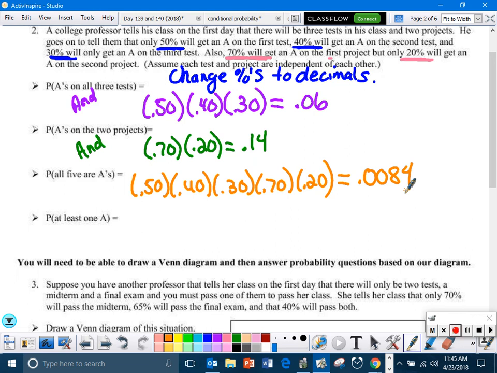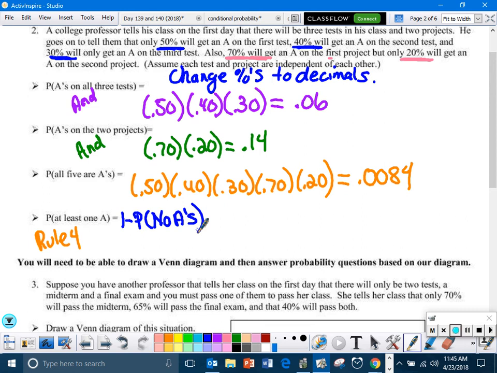Okay, so now the next one, this is where we're going to have to use the complement rule, rule number 4. So what we're going to do is rewrite this. So at least 1 A. So I'm going to do 1 minus the probability that there is no A. You do not get any A's. Again, the opposite of at least 1 A is 1 minus the probability of no A's.